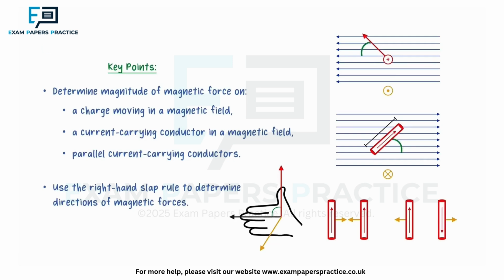This video will explore concepts related to forces due to magnetic fields. We will analyze how magnetic fields can exert magnetic forces on both moving charges and current-carrying conductors. We will state the equations for the magnitudes of these forces, and we will show how to use the right-hand slap rule to determine the direction of the forces. We will end this video with a study on the magnetic force between parallel current-carrying wires.